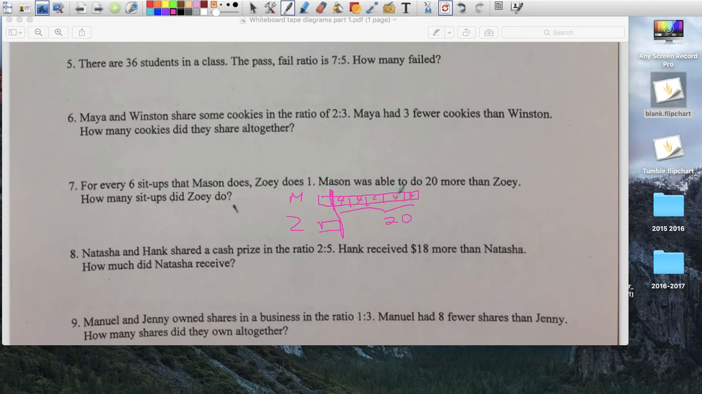So if one number is 4, guess what? Everything else is 4. So I'm right. Up to this line here, look, Mason and Zoe did 4 sit-ups each. The extra boxes for Mason represent what he did extra, which was 20. Okay, so that's the information that I needed here to solve.